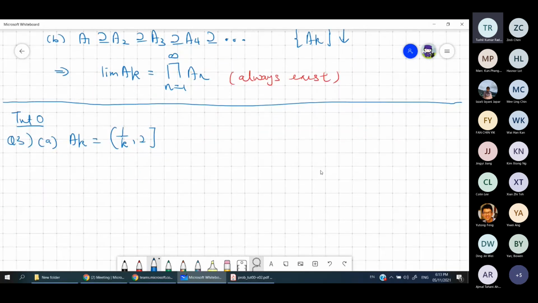In this case, you can see A1 is (1/2, 2], and then A2 is (1/3, 2]. Okay, so I think you can clearly see the relationship among all of these. This one will be smaller than it, this will be a subset of it, and this will be a subset of it. So at the end, you can see this will converge to the union of all of them.